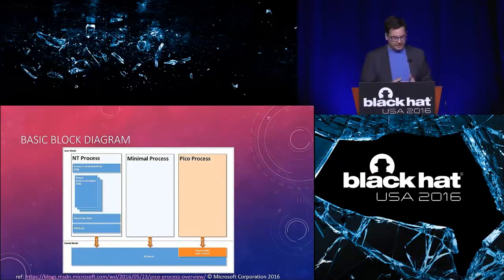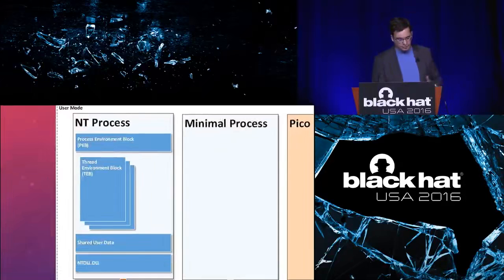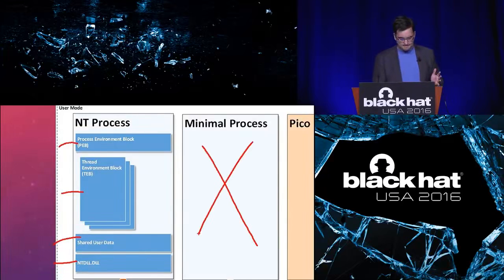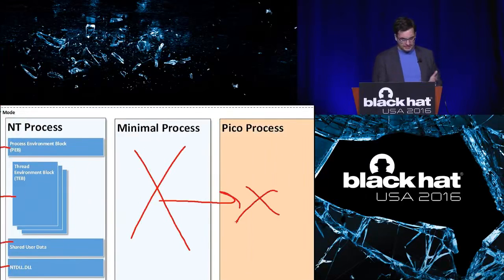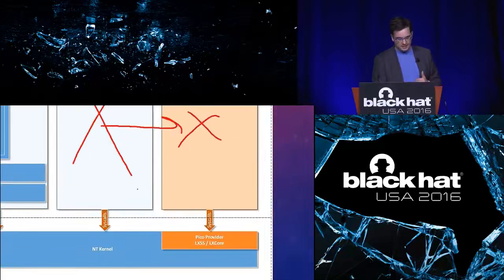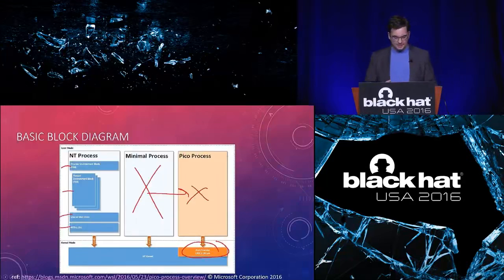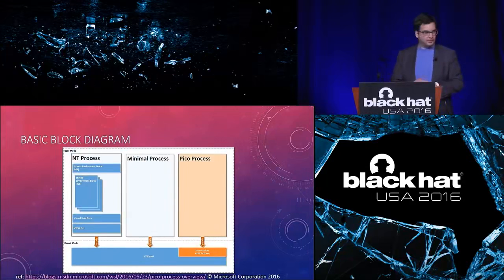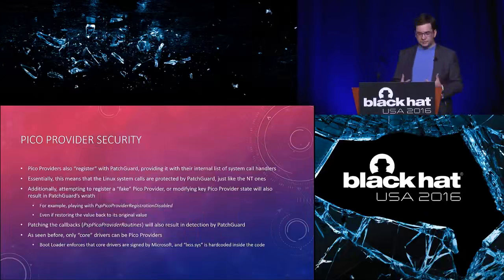So this is a very nice diagram that Microsoft published on their blog, so copyright and kudos to them. Basically what you see here is an NT process is just a normal Windows process with all the NT things you're probably familiar with. A minimal process has none of that inside it. And then a Pico process is basically a minimal process which has nothing inside it either, but has a Pico provider taking care of all its exceptions, all of its system calls, and everything else. So it's an extension of the idea of a minimal process. That's basically the internal functionality that makes all this work.